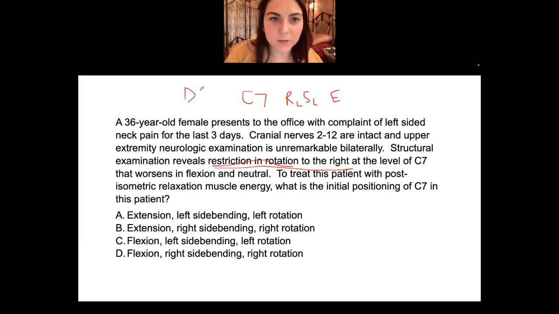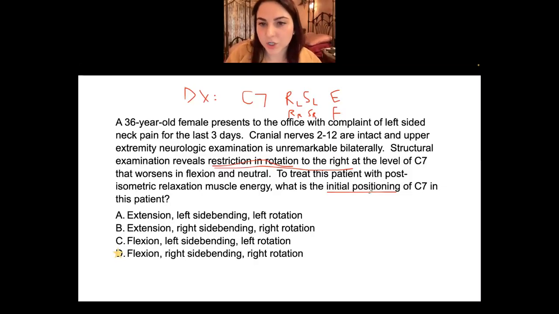So remember with post ISO, this is also something you want to look for in these questions: the initial positioning versus which way you want to tell the patient to push. For the initial positioning with post isometric relaxation, you want to put them into their barrier. So you want to do everything exactly the opposite. We want to rotate them right, side bend them right, and flex them. So that would be the initial positioning for this one. So this one would be D.